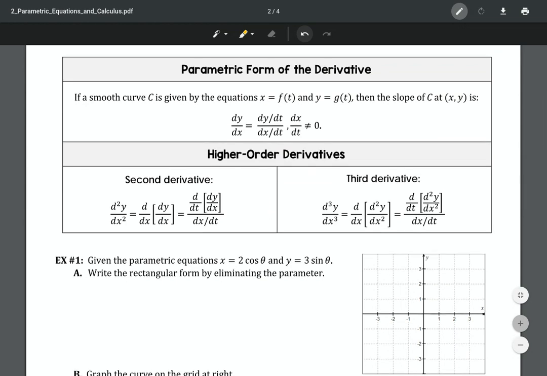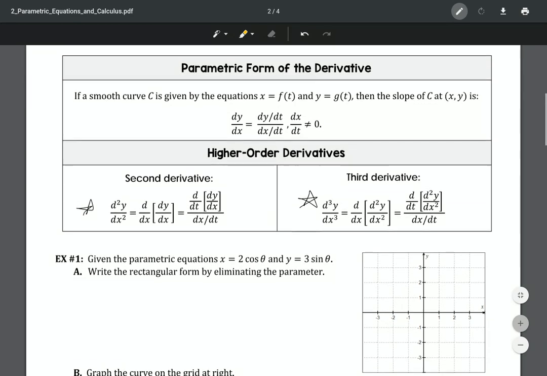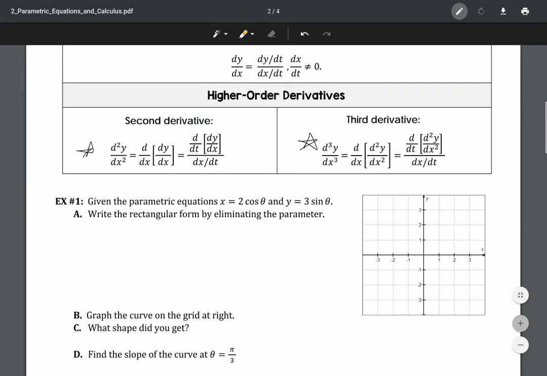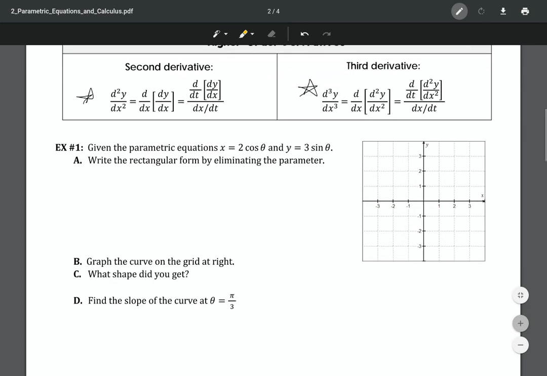Okay, and right here they're just telling you a few more things. Specifically, there is a second derivative and the third derivative in case you would need it. Okay, the second derivative we have just done. All right, so let's go to example number 1 now.